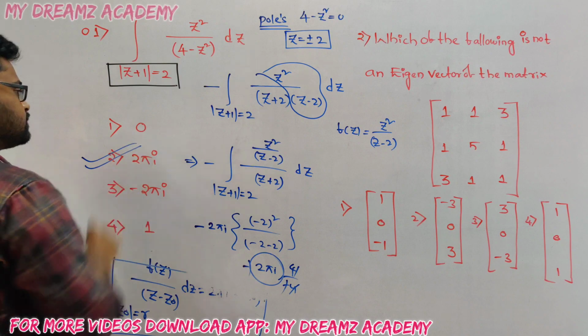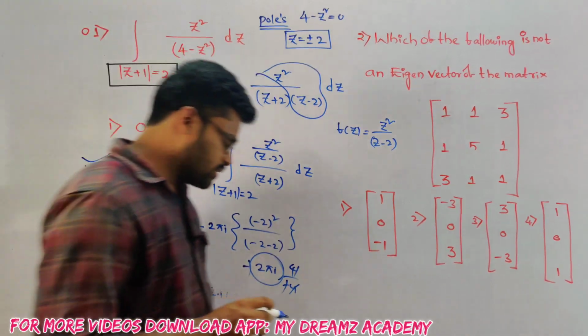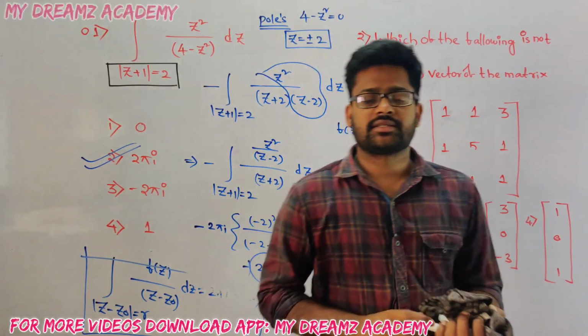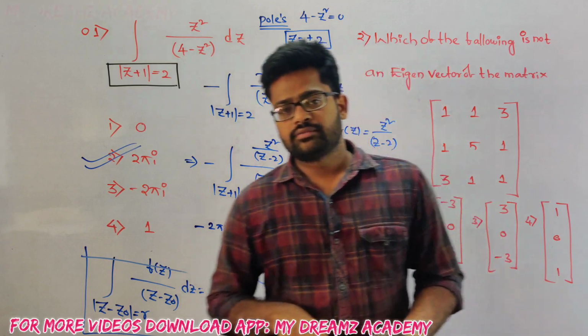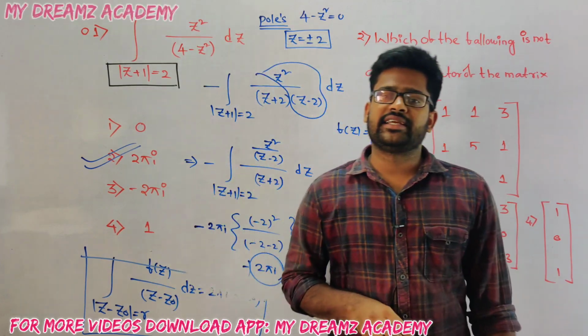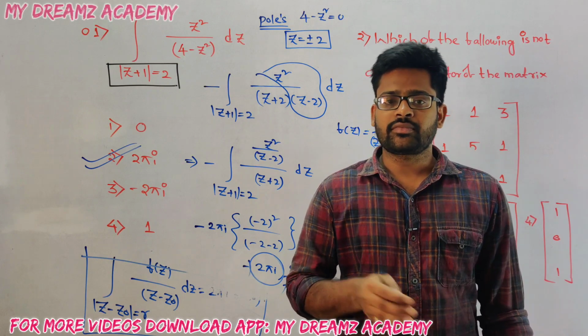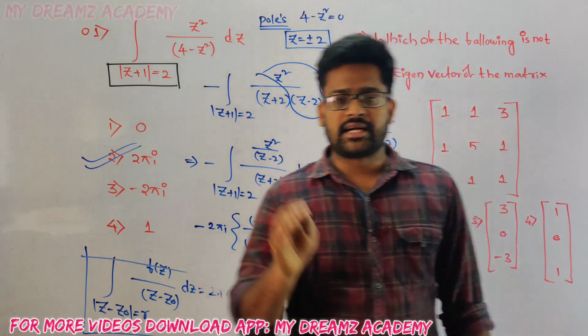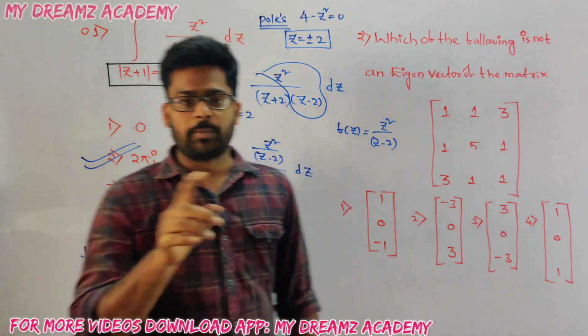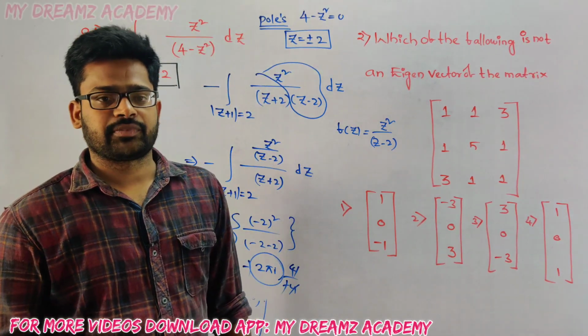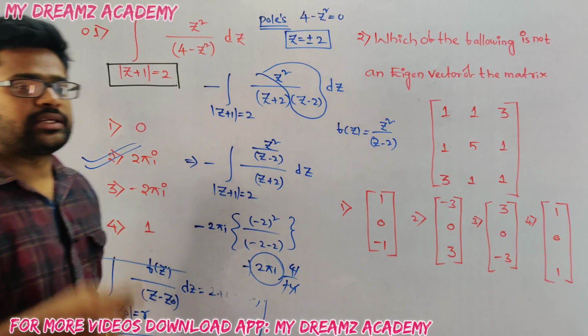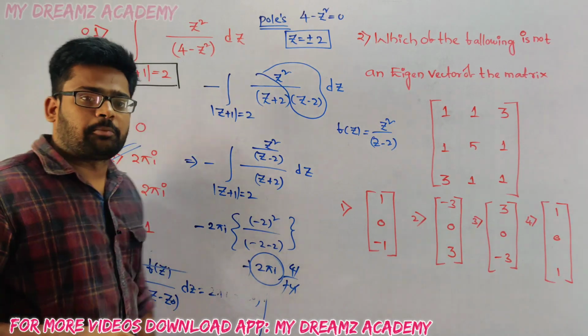Option 2 is correct. Cauchy's integral formula is very very important, that is integral over circle with a radius r and center z naught, f of z by z minus z naught dz is equals to 2 pi I f of z naught.